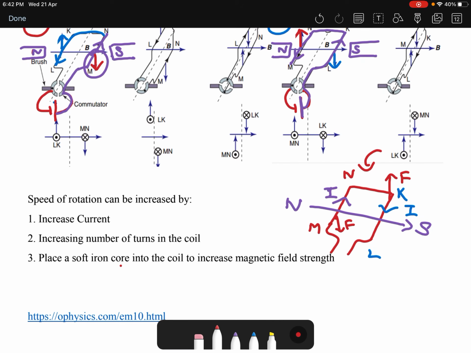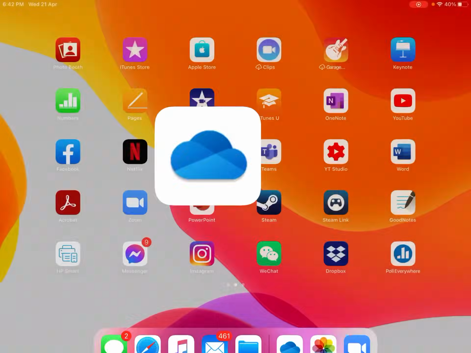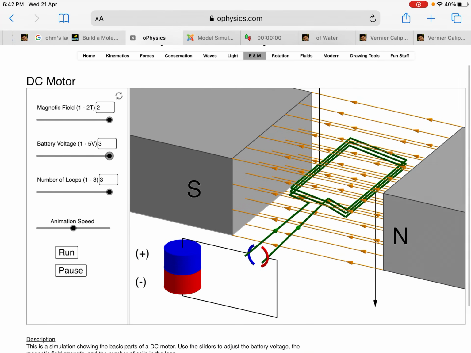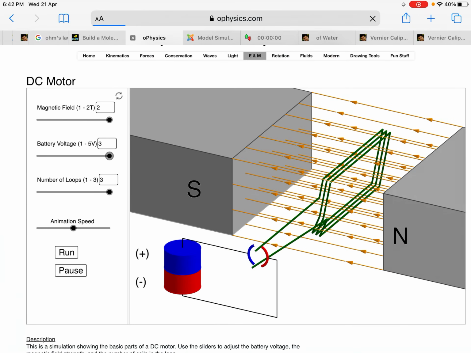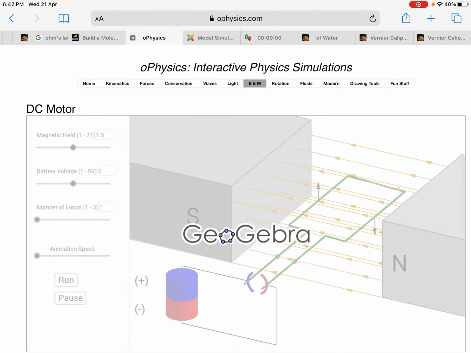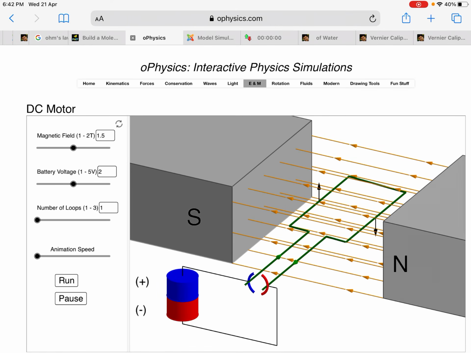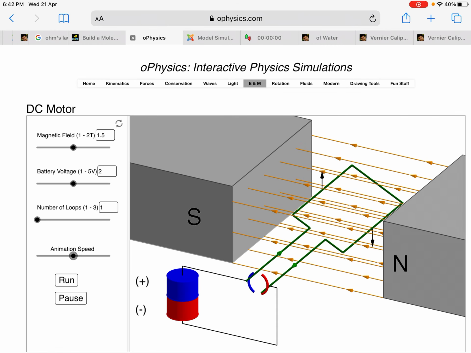Next thing is, how do I increase the speed of rotation? I want the coil to rotate even faster. First of all, I can increase the current. Second, I increase the number of turns in the coil. Last but not least, I can place a soft iron core in the coil to increase the magnetic field. So let us take a look at this simulation. Let me just run it.